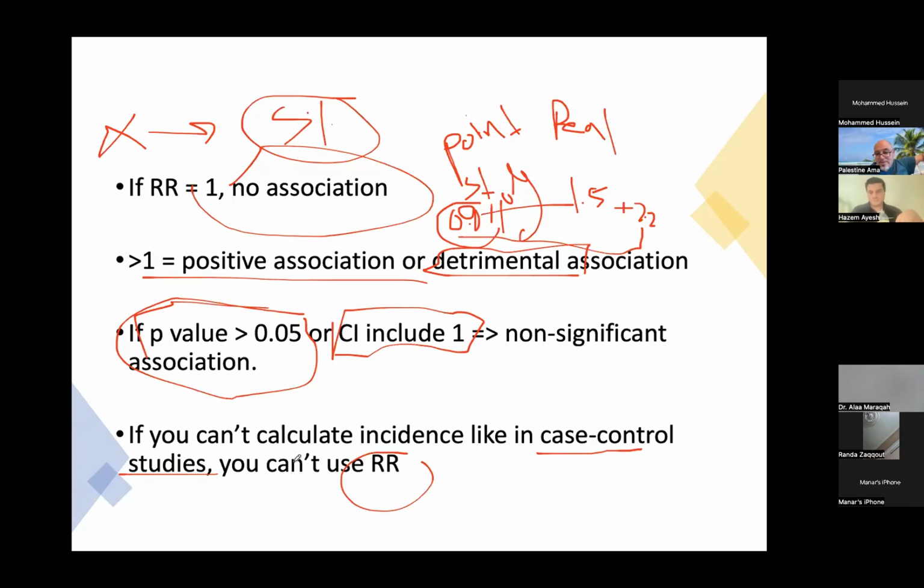Hazem, this is great. There's a comment from Yasmin to go over the confidence interval when it includes 1, and what does that mean? Sure. So let's try to talk about it again. Let's say that you have a confidence interval of 0.9 to 2.3.